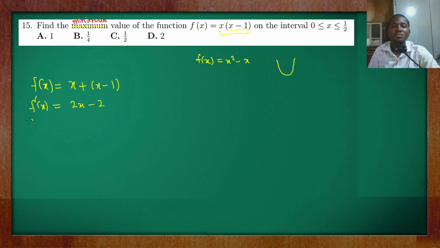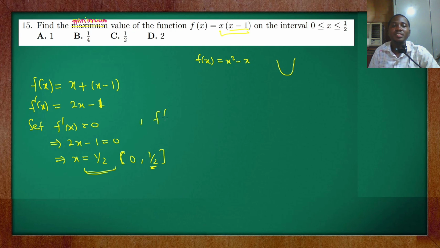The next thing is to set the differential of our function to be what? 0. So that means I'm going to have 2x minus 2 equals 0. And that means that my x is what? 1 over 2. Okay? Of course, in this interval, 0 to 1 over 2, you can see that this is actually part of my interval. So I'm good to go. Alright, so this is actually the critical point. This is our critical point.